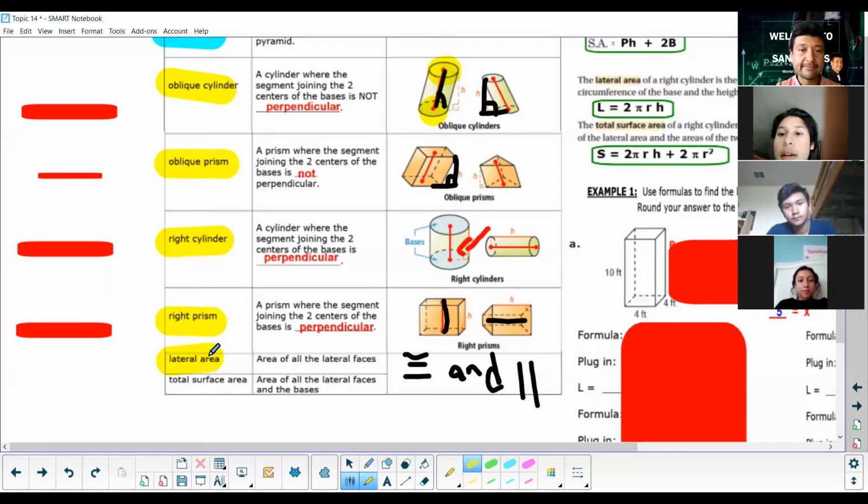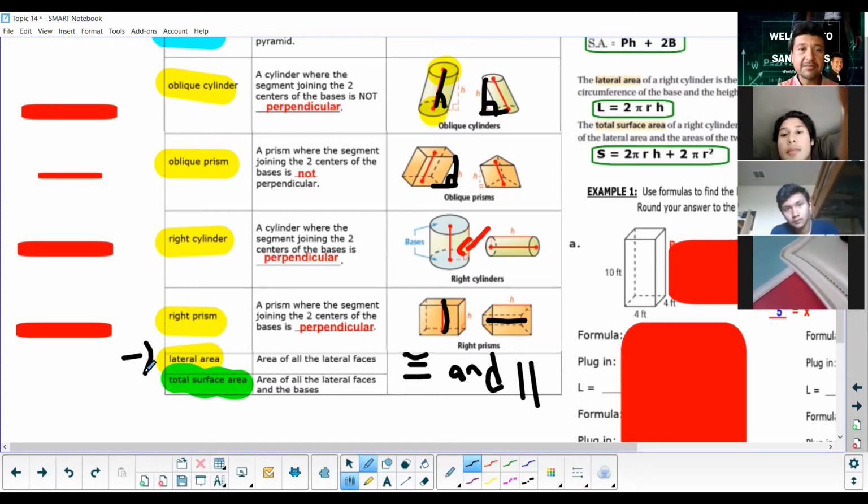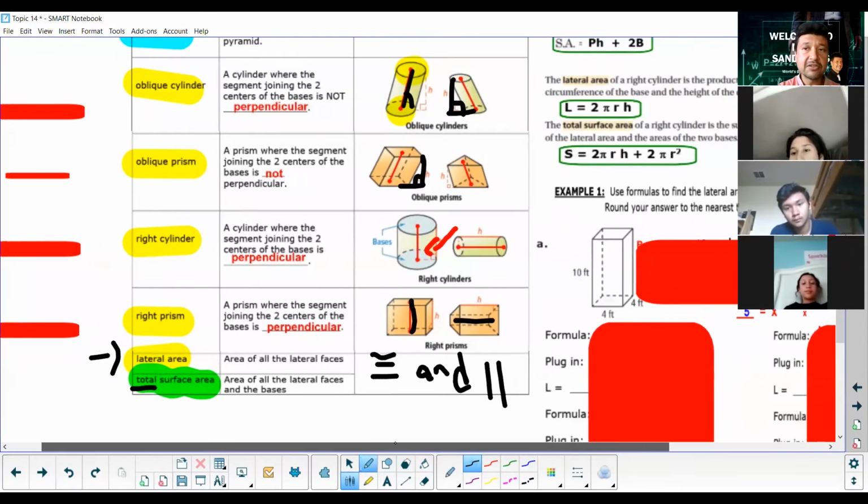An area of all the lateral faces. Great. Marcus, go ahead and read total surface area. Area of all the lateral faces and the bases. Okay, good. So sometimes it's important to know just lateral area, because lateral area just tells you what goes around it. And sometimes you have to know how to do everything; this is the total, where one of them just goes around. And there's a couple applications that put that into use.